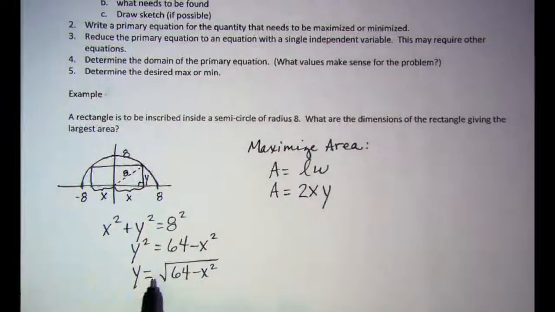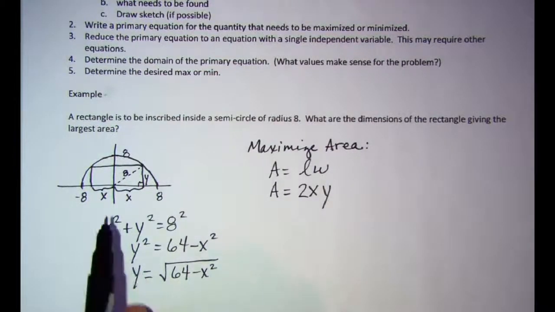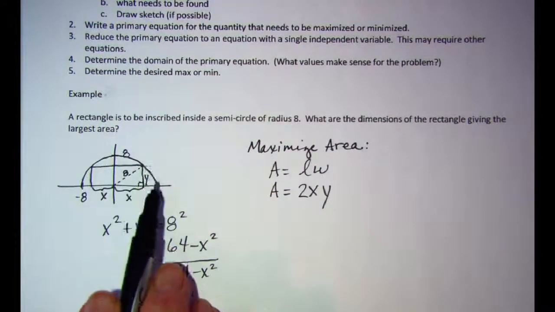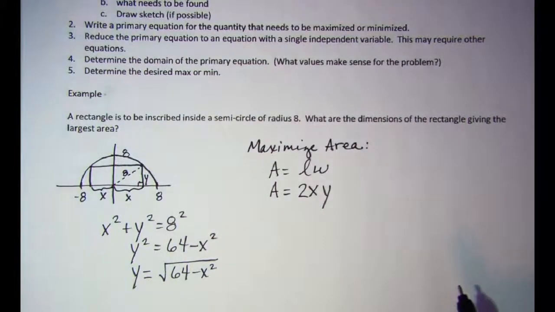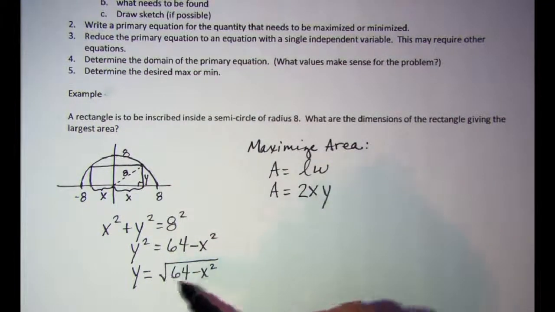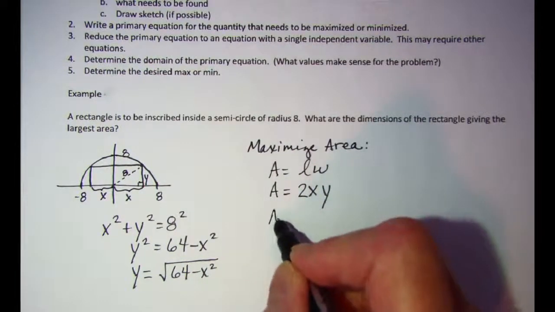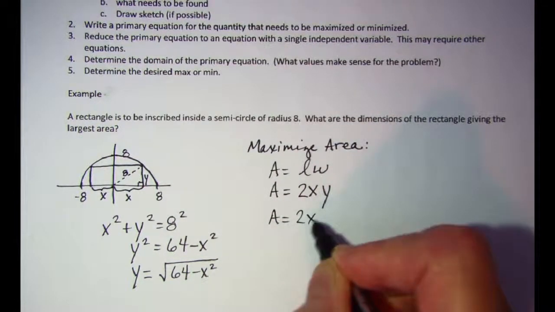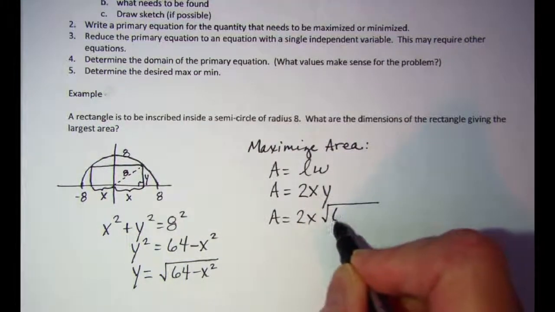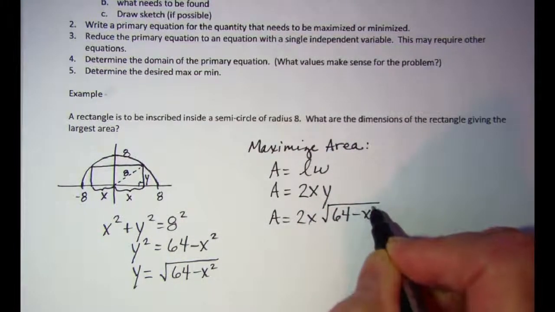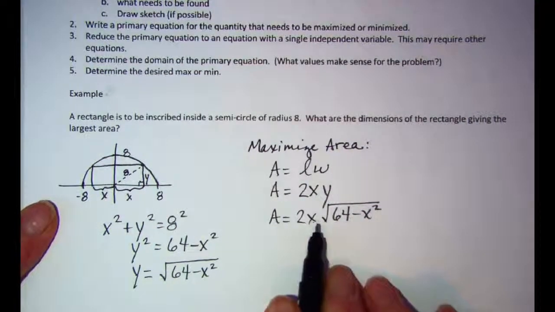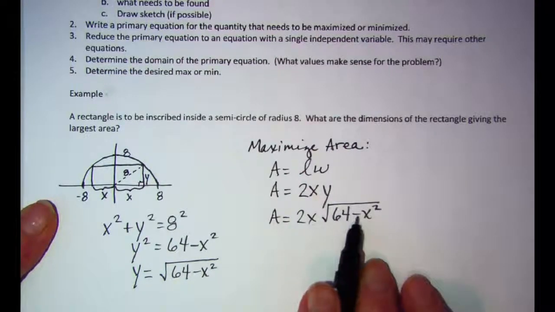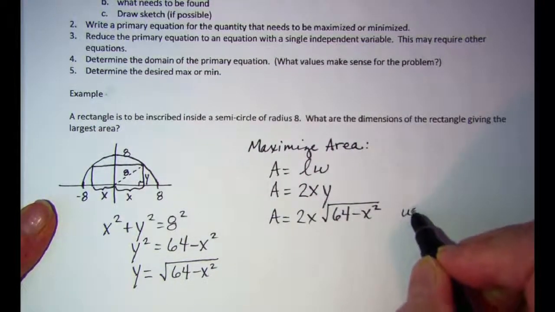Now normally we would say plus or minus, but since we're dealing with the upper half of the circle, we're only going to use the positive square root. So let me substitute this expression in for y. I have area equals 2x times the square root of 64 minus x squared. Now I have a product, 2x multiplied by this radical, so I need to use the product rule.